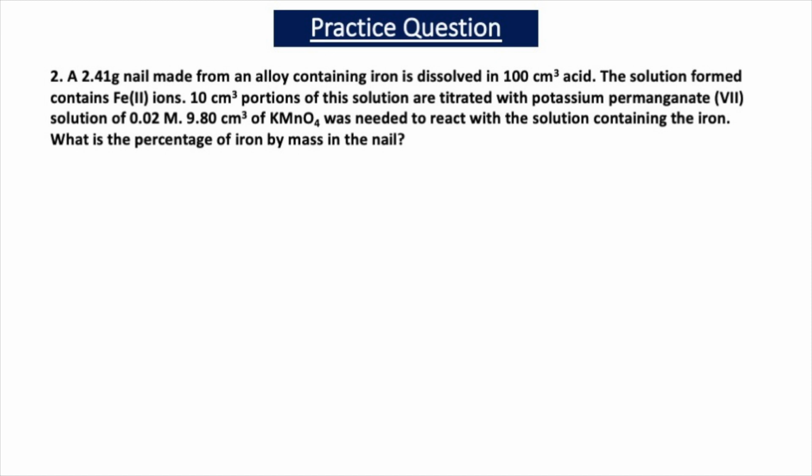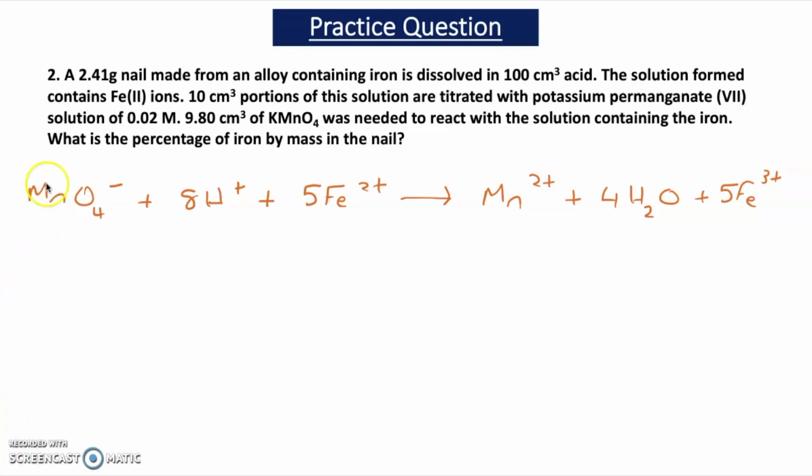So this question says that 2.41 grams of a nail made from an alloy containing iron is dissolved in 100 cm³ of acid, and the solution formed contains iron 2 ions. 10 cm³ portions of this solution are titrated with KMnO4, which has a concentration of 0.02 mol/dm³, and a volume of 9.80 cm³ is needed to react with the solution containing the iron.